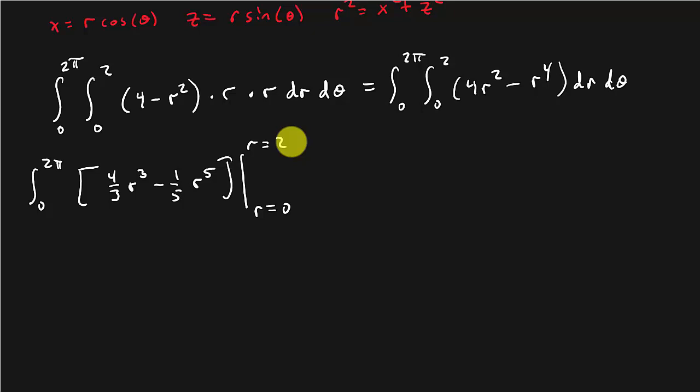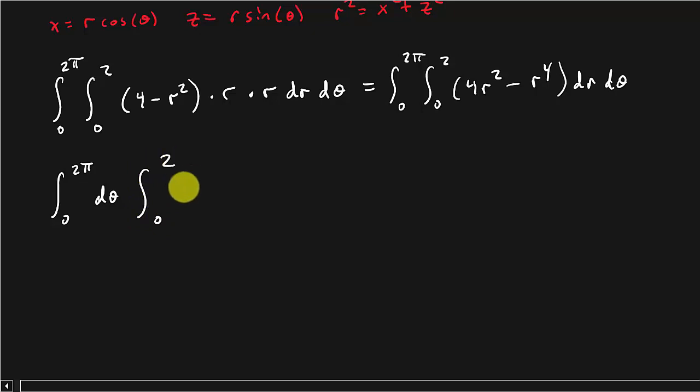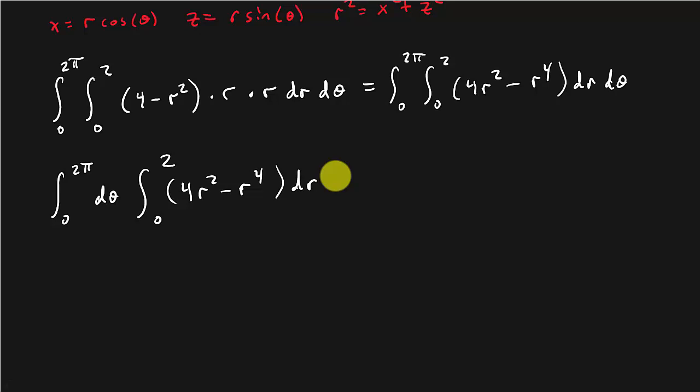Well, I tell you what. Let's do it like this. I mean, we could do that, but let's do this. Remember, we can do this. We can go 0 to 2 pi d theta, 0 to 2, 4r squared minus r to the 4th dr. Remember, we can integrate, and then multiply the results. We covered that earlier too. Mind refresher right there, huh?